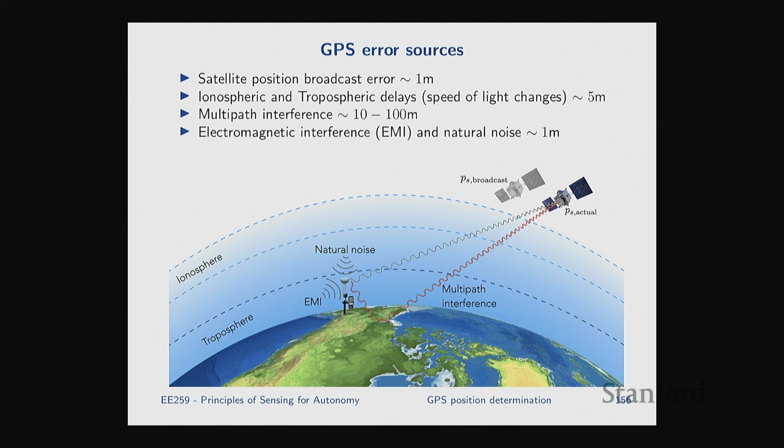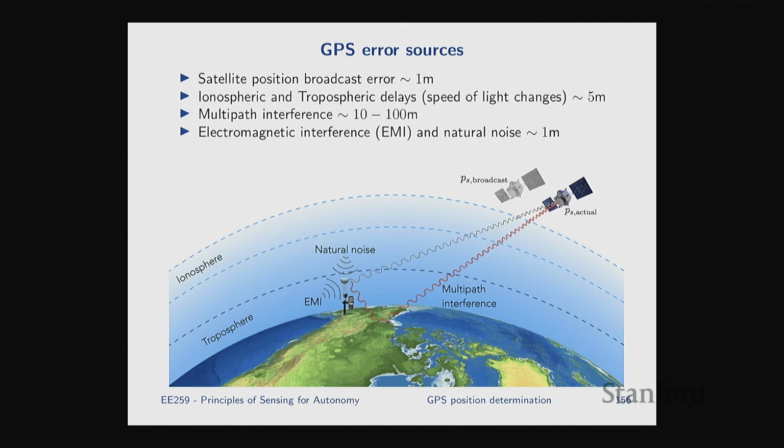So there's different layers in the atmosphere, and the two that are troublesome for the GPS are the upper layer, which is the ionosphere, and then one of the lower layers, which is the troposphere. And the speed of light changes in these layers, and it's dependent on the angle of incidence. So that's a source of error, and it can add up to 5 meters of localization error to the GPS.